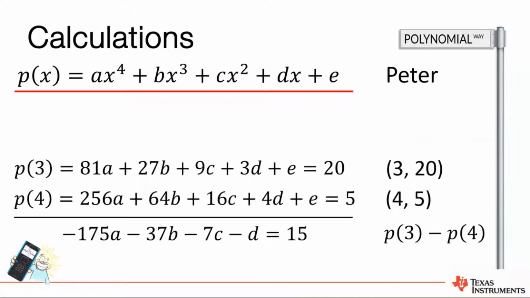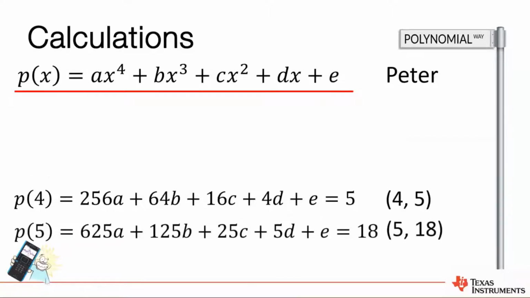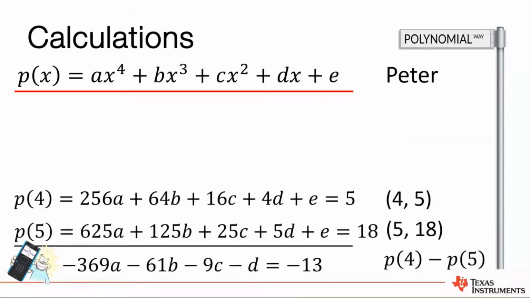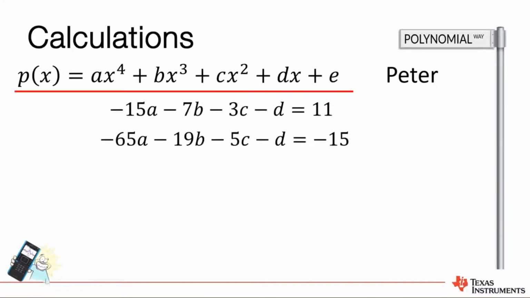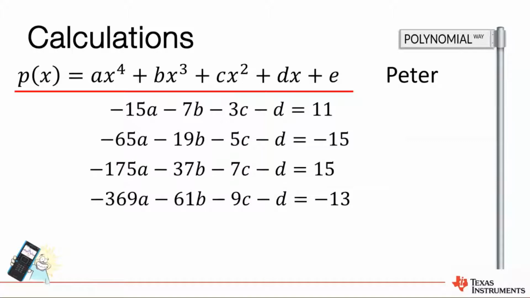So now I've got 3 equations with 4 variables. And then P of 4 minus P of 5. And now I've got 4 equations, 4 variables. So I've gone from 5 equations, 5 variables, to 4 and 4. And so I could continue. That's what my 4 equations look like. And that would be appropriate to eliminate D. And so you could proceed and eventually get down and work out what A is.